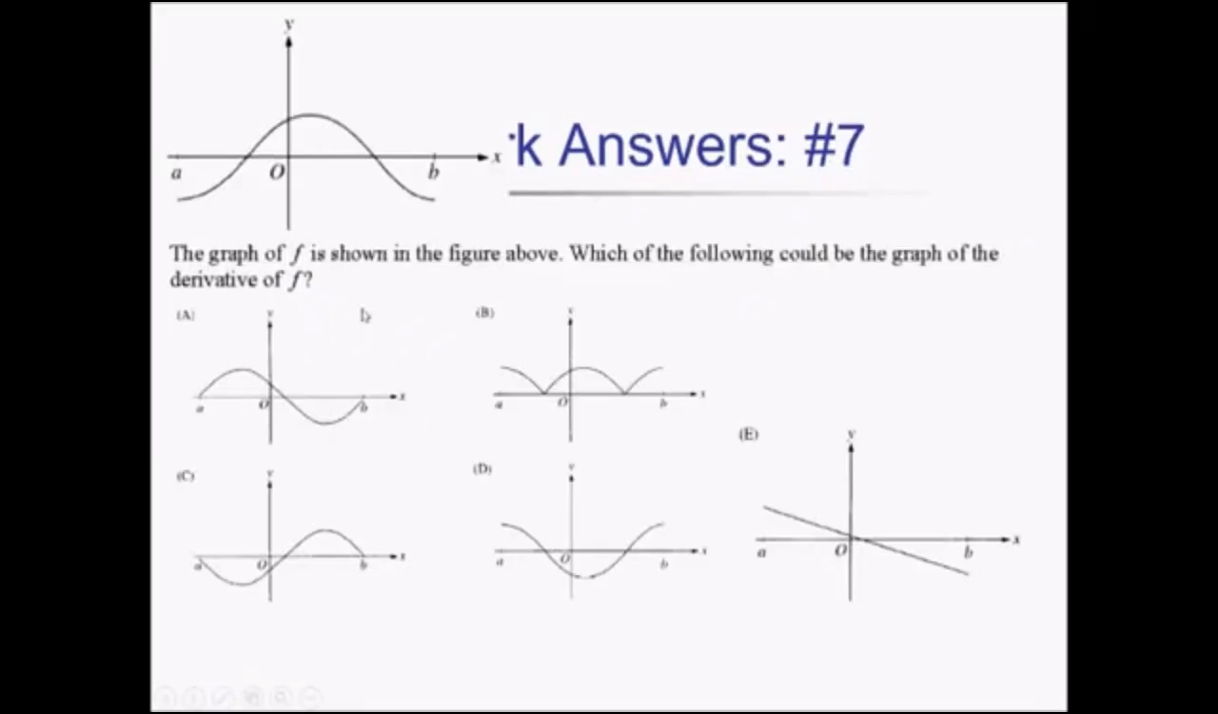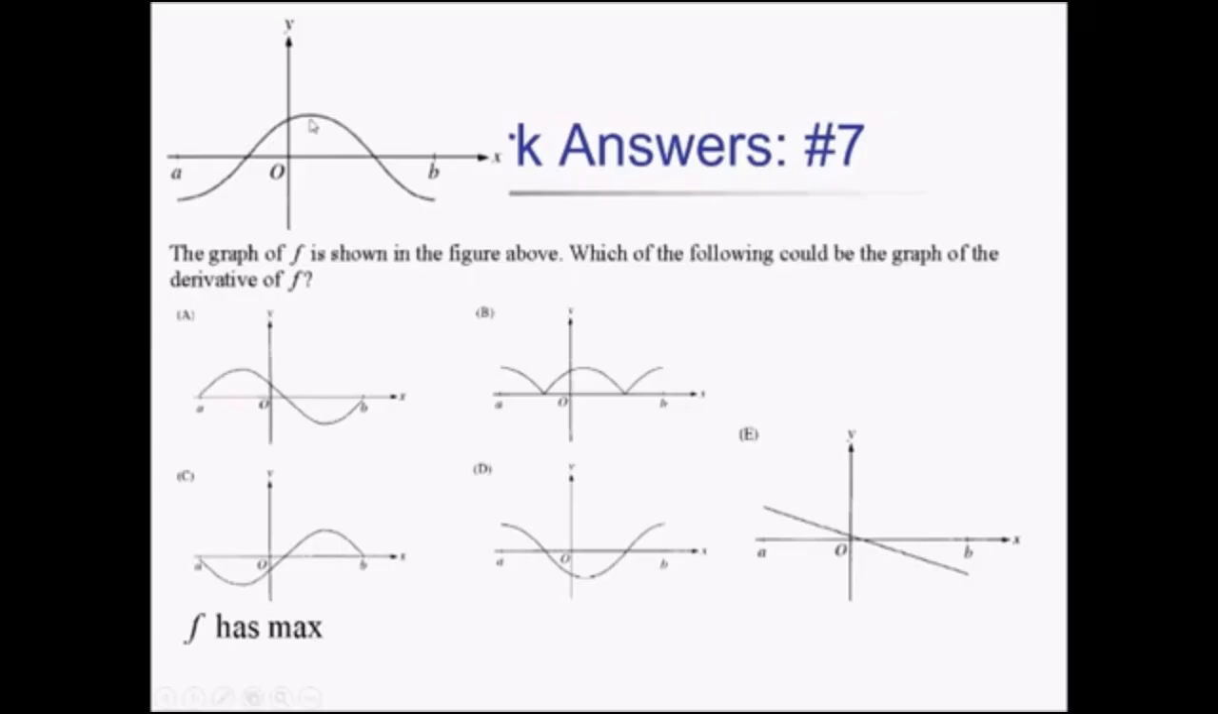On this problem, we are given the graph of f up here. We want to know which of these could be the graph of the derivative of f, so in other words, f prime. So one thing I'm going to be looking for is maxes and mins on f turning into x-intercepts on f prime. I notice that I've got one maximum here for f.